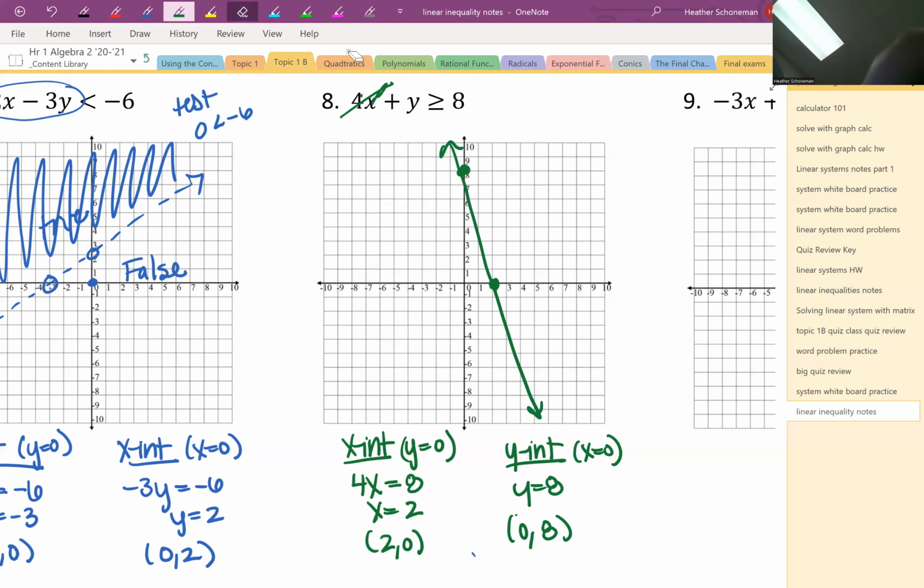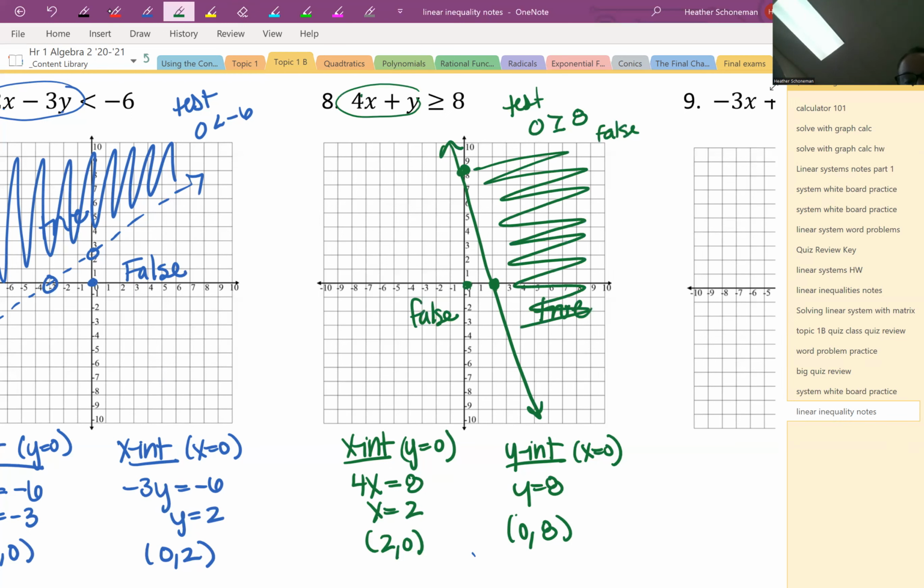Okay, but now if I go to test it, if I put 0 in for x and y, this whole part will be 0. So I get 0 is greater than or equal to 8. Okay, that is not true. That is false. So that means the point 0, 0 is on the false side. I don't want to shade the false side. I want to shade the side that is true. So I'm going to shade everything that is over here.